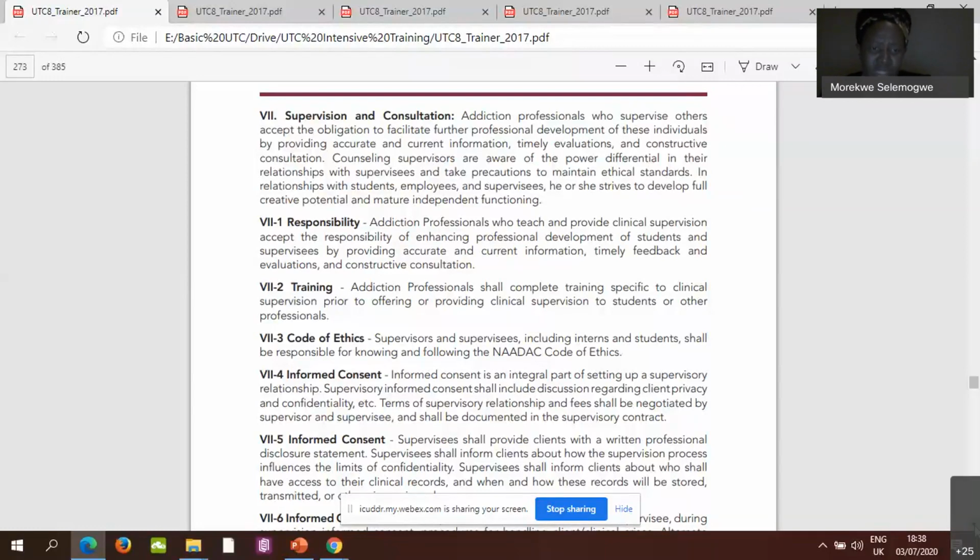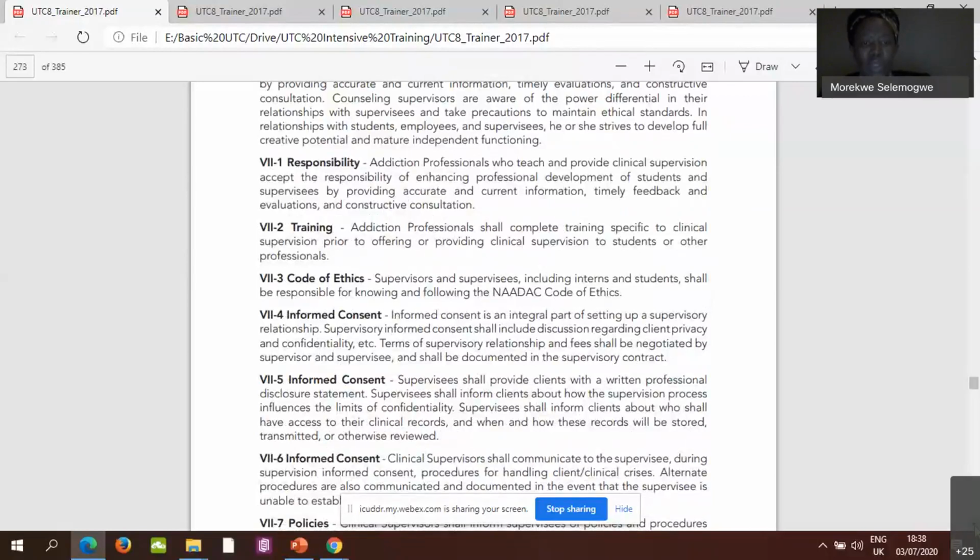The standard 5 is informed consent. Supervisors shall provide clients with a written professional disclosure statement. This is important because your clients should be aware of what issues are going to be discussed besides you as a clinician and them. So in terms of the informed consent, when discussing limits of confidentiality with your clients, if you are a supervisor, you have to disclose that at times you will be discussing the case clinical issues with your supervisor.